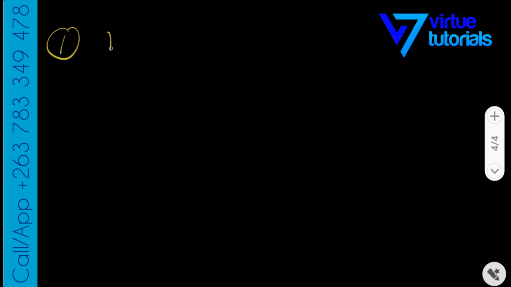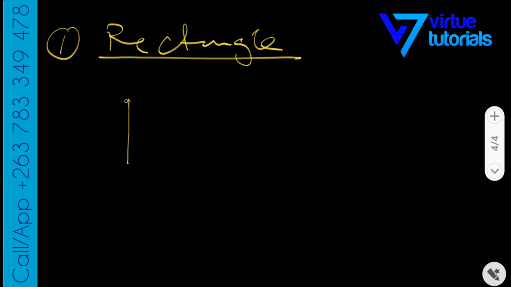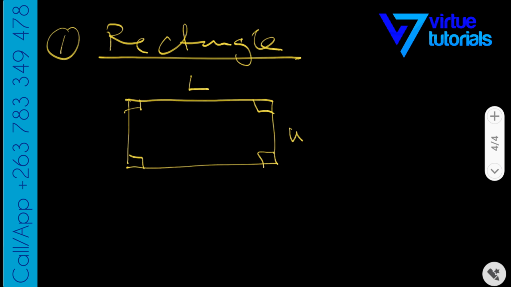The first one is the rectangle. A rectangle is a 4-sided shape with 90 degrees at every corner, with a longer side length and the shorter side width. Area of a rectangle is given by length times width. So if you have 5 and 4, you say 5 times 4, and you get 20 as your area. That's the formula for the area of a rectangle.